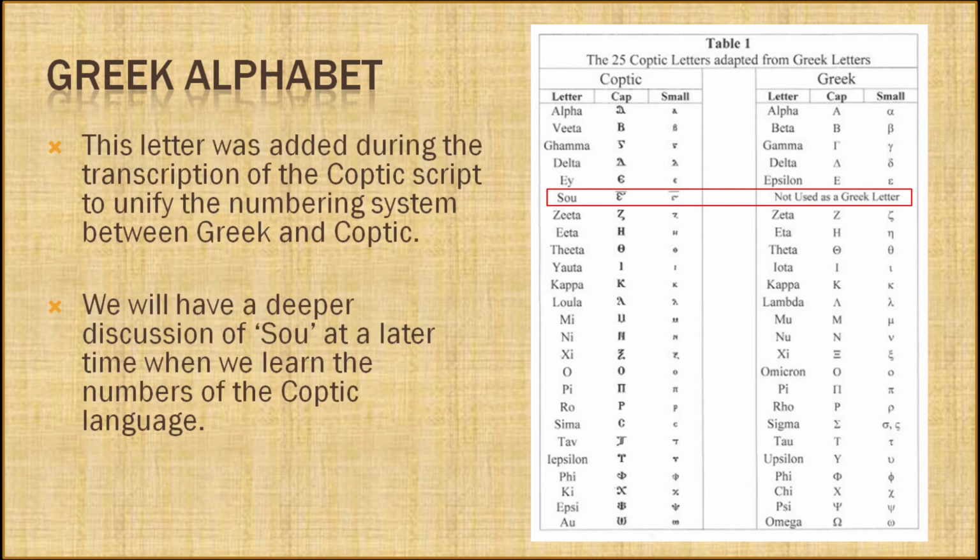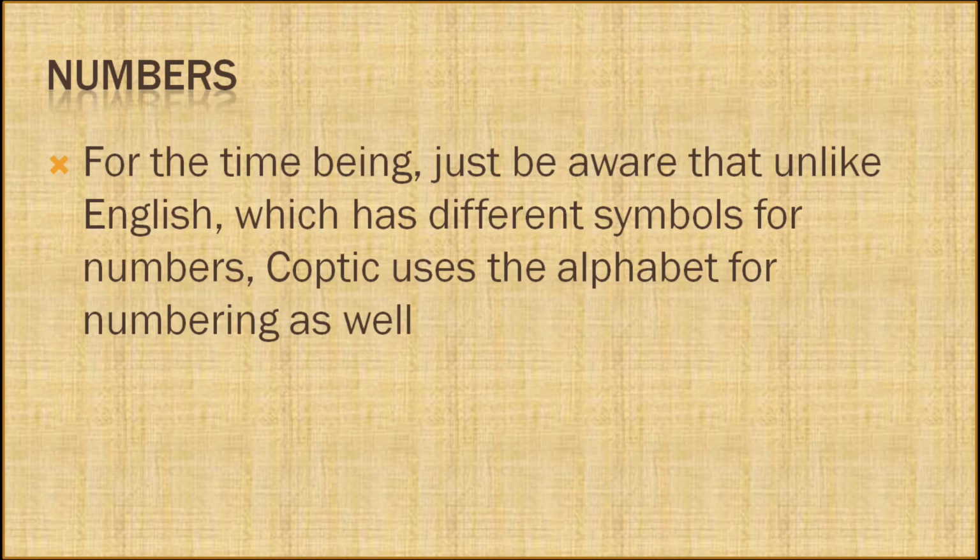So yeah, this slide basically says what I was talking about. They needed to unify the numbering system between Greek and Coptic, and we're going to talk about this deeper later on. All I need you to know for the time being is, unlike English, which has different symbols for numbers, Coptic uses the alphabet for numbering as well, like I said earlier.